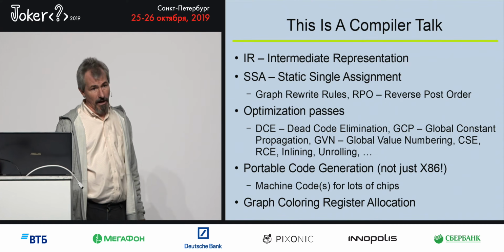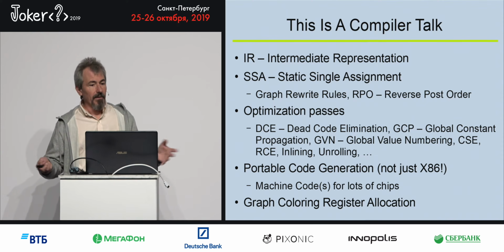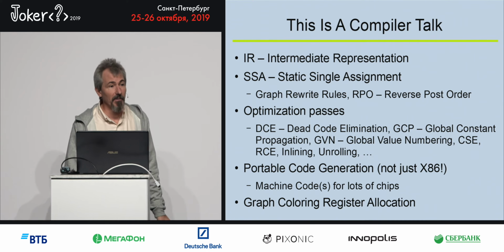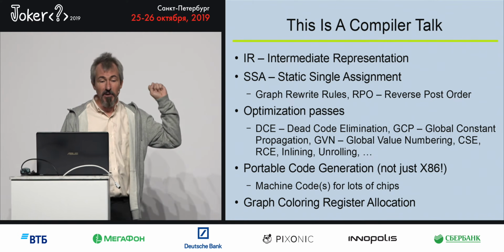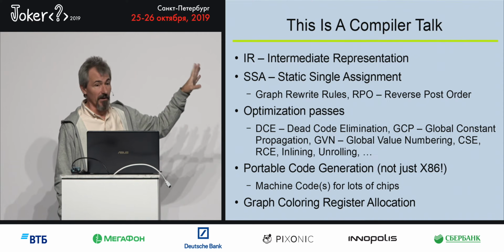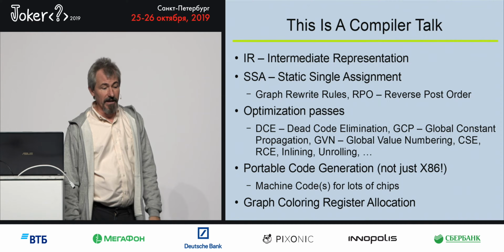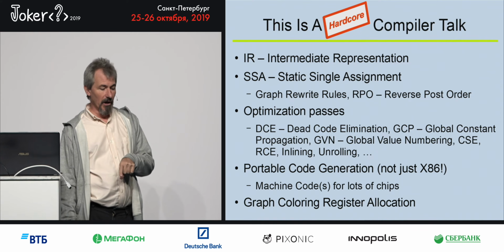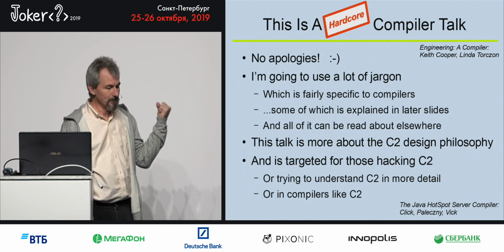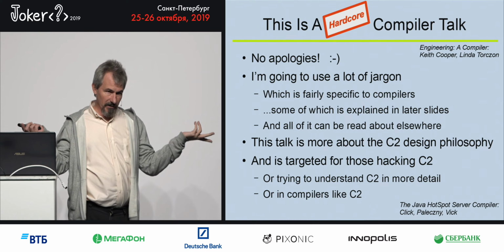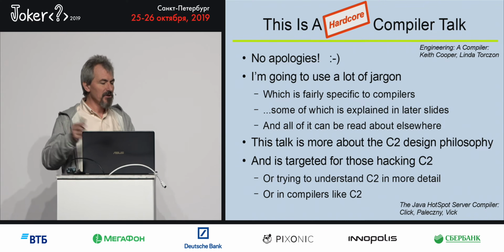So this is a compiler talk. And there are a lot of compiler jargon words floating around in it, like intermediate representation, and SSA form, and graph rewrite rules, and optimization passes like dead code elimination, and constant propagation, and global value numbering, which is a form of common sub-expression elimination, portable code generation, machine code, graph coloring, register allocators. This is a hardcore compiler talk, and I'm not going to make any apologies about it. I'm going to use a lot of jargon, which is fairly specific to compilers, some of which I explain in later slides, and some of which you can read about elsewhere.